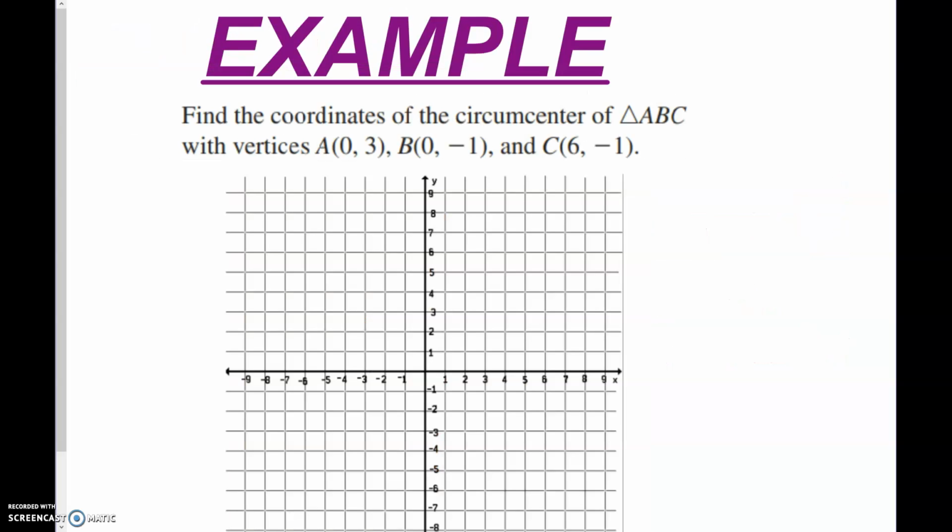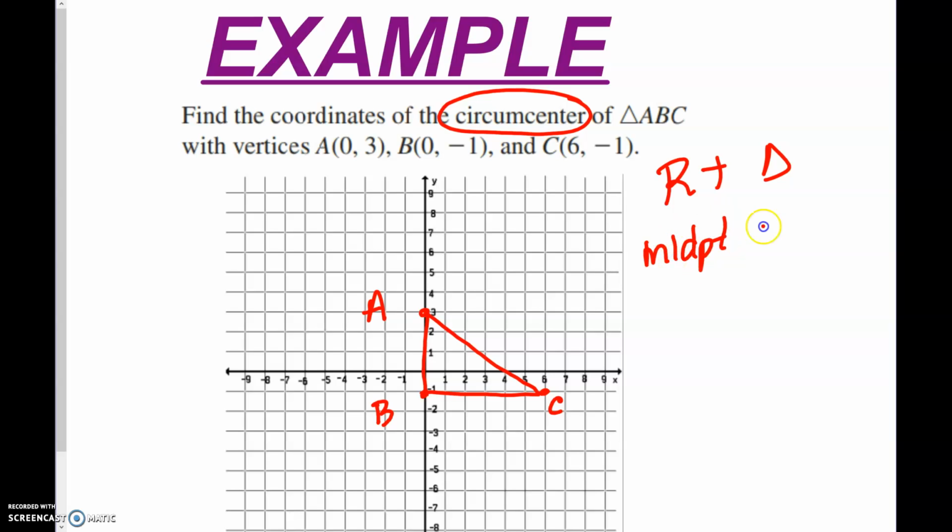All right, find the coordinates of the circumcenter. A is at (0, 3). B is at (0, -1). And C is at (6, -1). These are my favorite kind of triangles because what kind of triangle is that? This is a right triangle. And what do we know? If we have a right triangle, where is the circumcenter always found? Remember, I had you write it very specific. It is found at the midpoint of the hypotenuse.